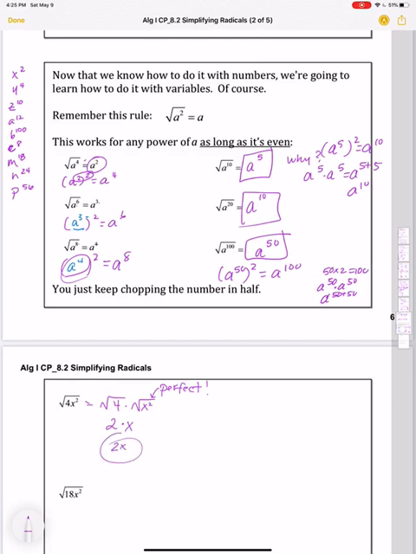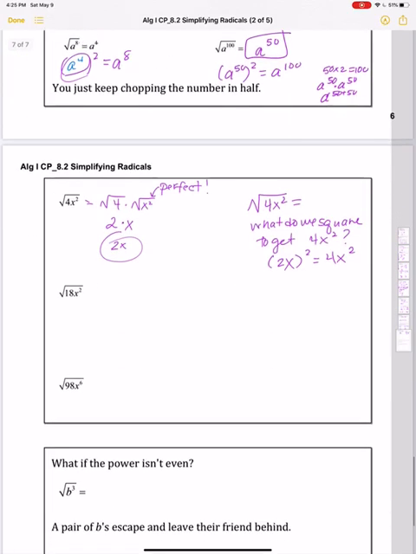And this makes sense. This is asking the question, what do we square to get 4x squared? Well, it has to be 2, because 2 times 2 is 4. And what do you square to get x squared? X. 2x. Boom. Okay, next one.